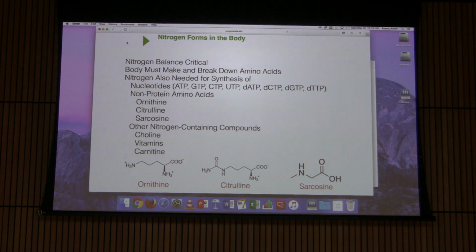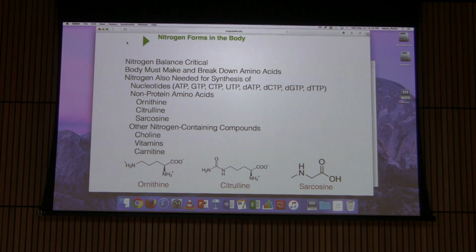Balance, as I noted, is critical. Too much, problematic. Too little, problematic. And we're going to see that nitrogen in the body takes a fairly convoluted path. A lot of what happens with nitrogen in the body is the movement of amines from one molecule to another through a process I call transamination. That's one mechanism. There are others as well. But transamination is a very critical thing for movement of amines in the body.